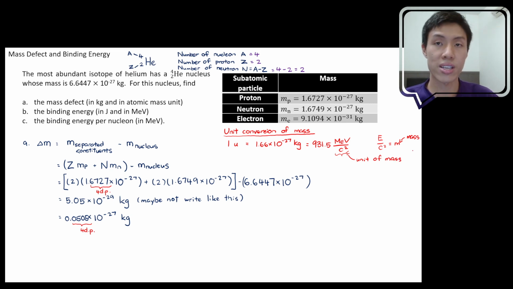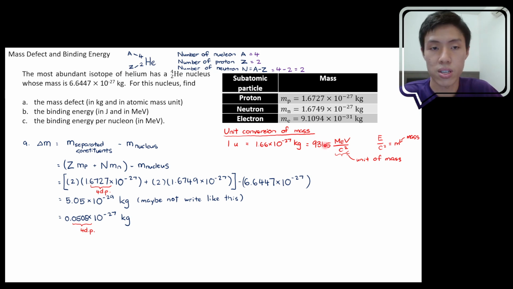Okay, so that's a rough idea I'll carry. How do you get this 931.5 MeV over c squared here? You can take this mass over here, multiply by c squared, c being the speed of light, 3 times 10 to the power of 8. You square it, then multiply by this mass over here. You get the energy, right? If you convert the energy into MeV, you get something called 931.5.